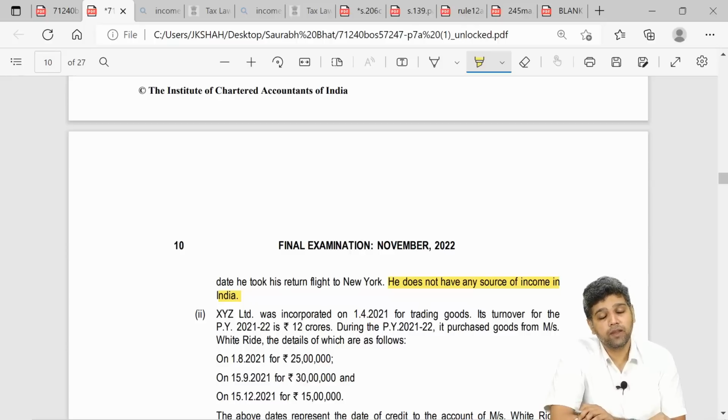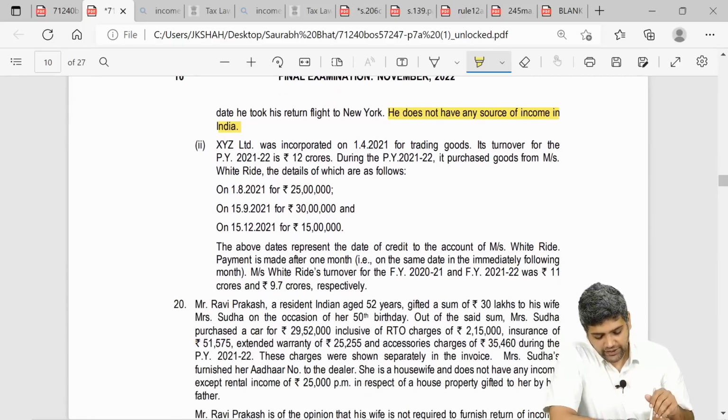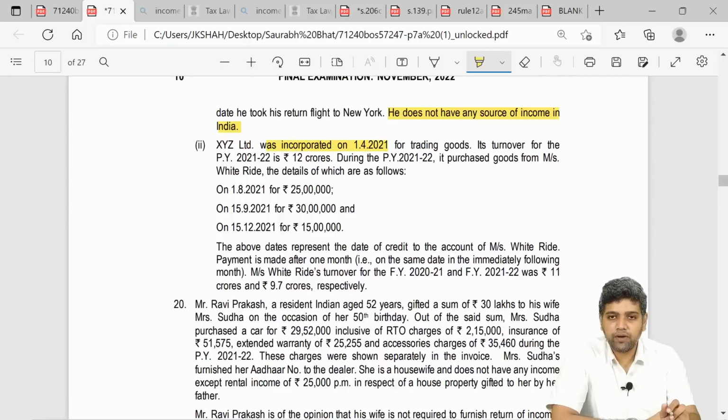I reiterate, very important for your exam. Okay. Next one, XYZ Limited was incorporated on 1st April 2021.